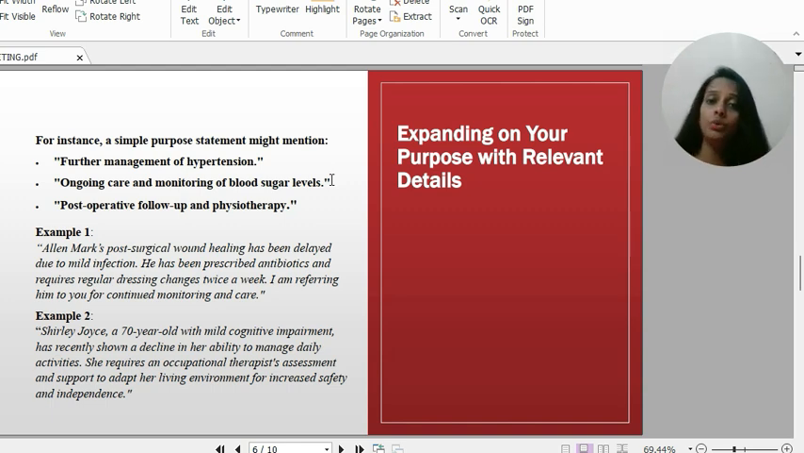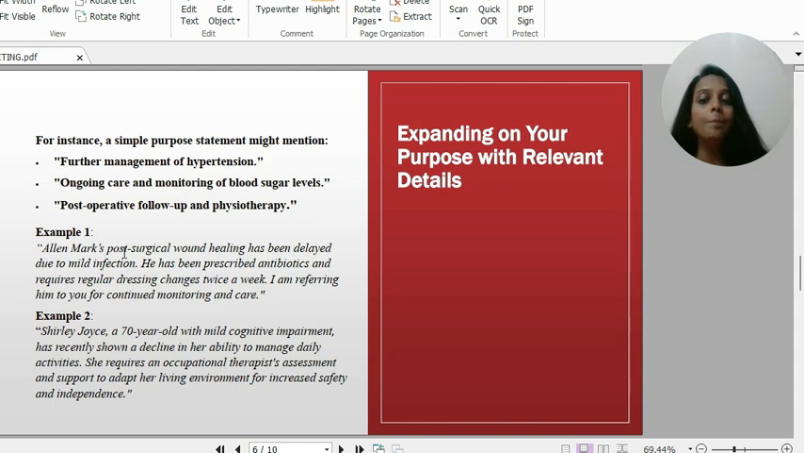While the introduction provides a high-level summary, the ending should include the finer details necessary for the reader to deliver appropriate care. For instance, a simple purpose statement might include further management of hypertension, ongoing care and monitoring of blood sugar levels, post-operative follow-up, and physiotherapy. In this example, let's see it here.